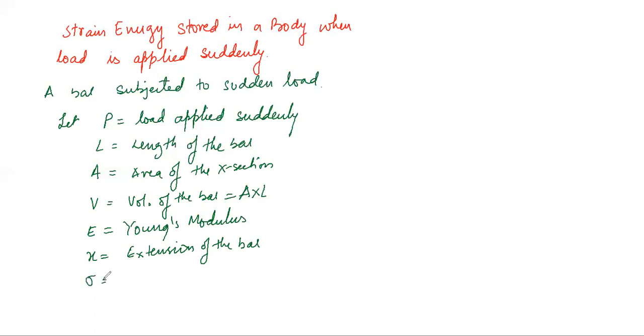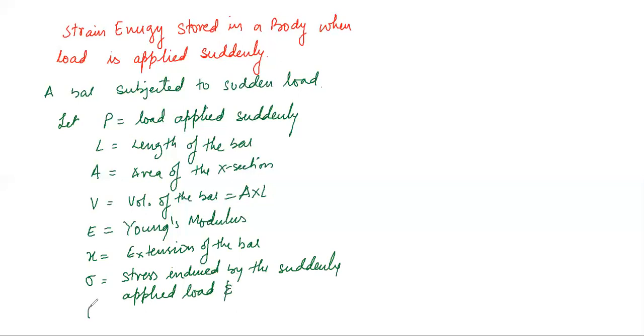Sigma is the stress induced by the suddenly applied load, and U, obviously, is the strain energy stored. We can define it as strain energy stored, right?